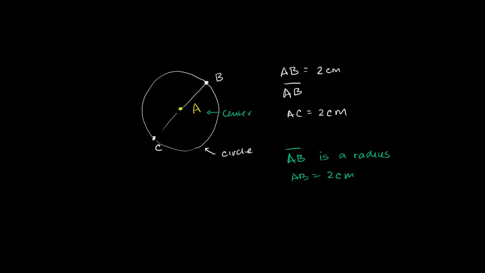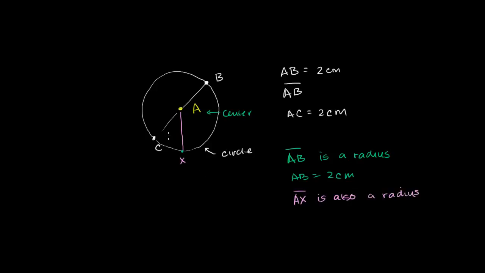So AB is a radius, line segment AB, and so is line segment... Let me draw another, so let me put another point on here. Let's say this is X. So line segment AX is also a radius.